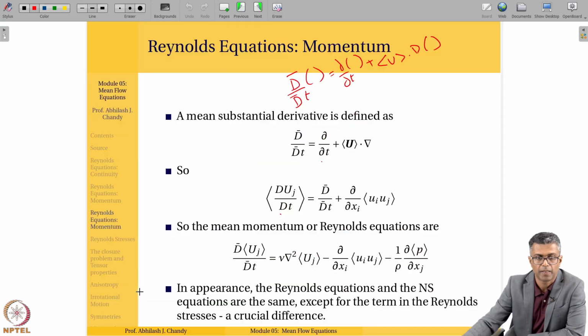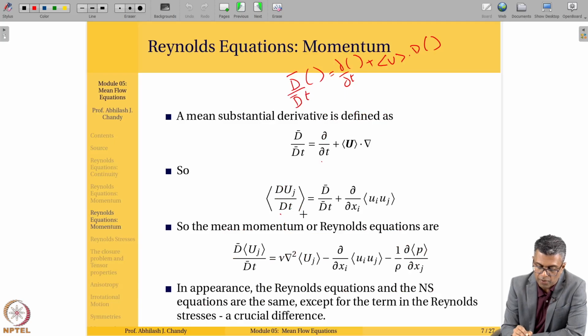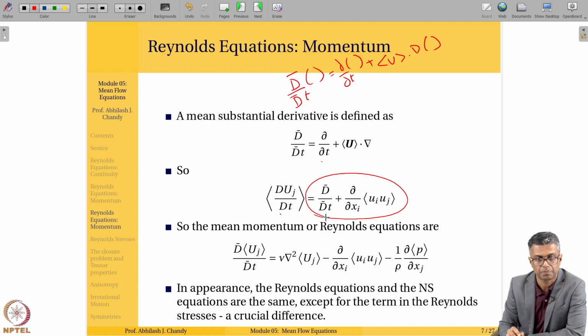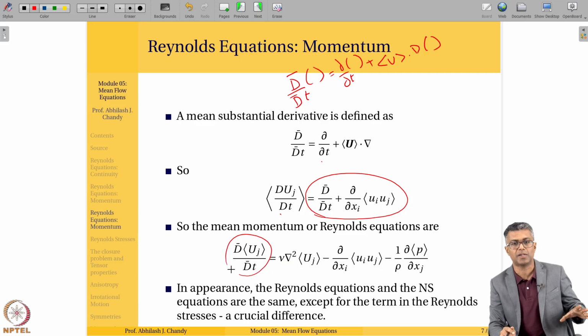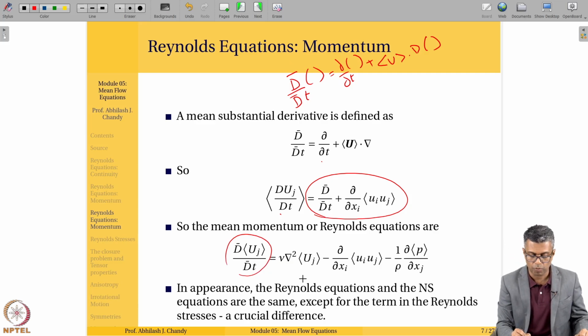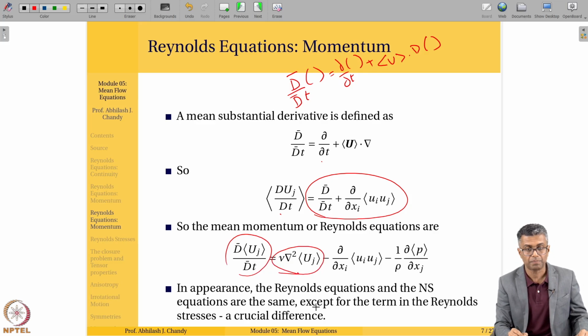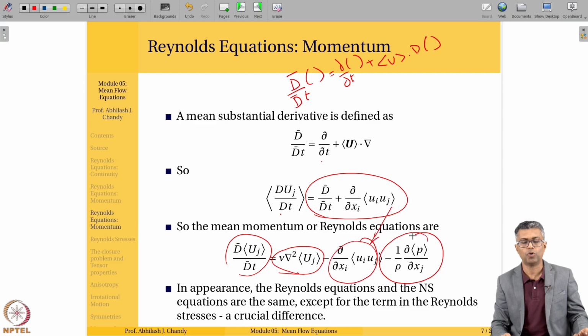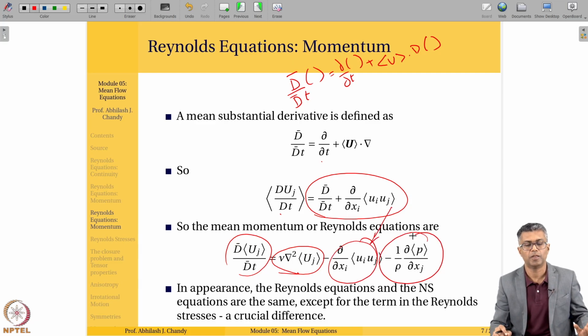So going back to this slide, you are now defining the mean substantial derivative. That is how I got this equation. Now you substitute that into the momentum equation, then your left hand side is entirely the mean substantial derivative, equal to the viscous term, the Reynolds stresses term coming from here, and then the pressure gradient term, minus 1 over rho del x_j of the mean of P.